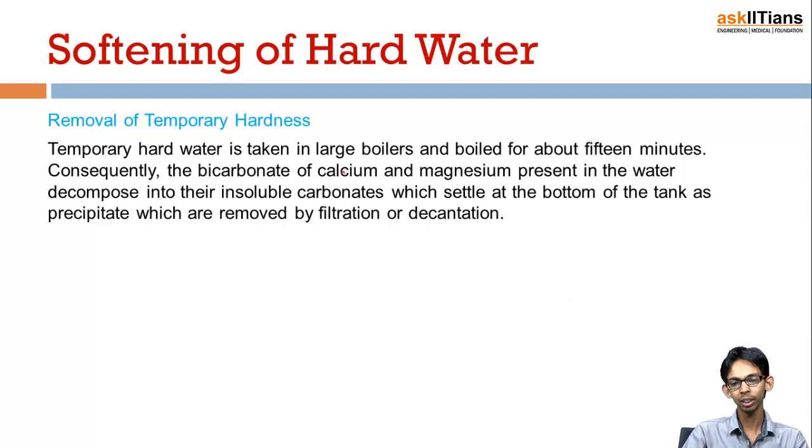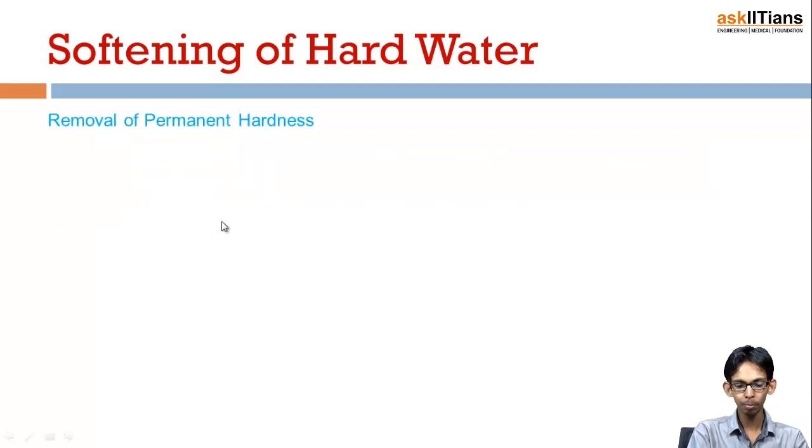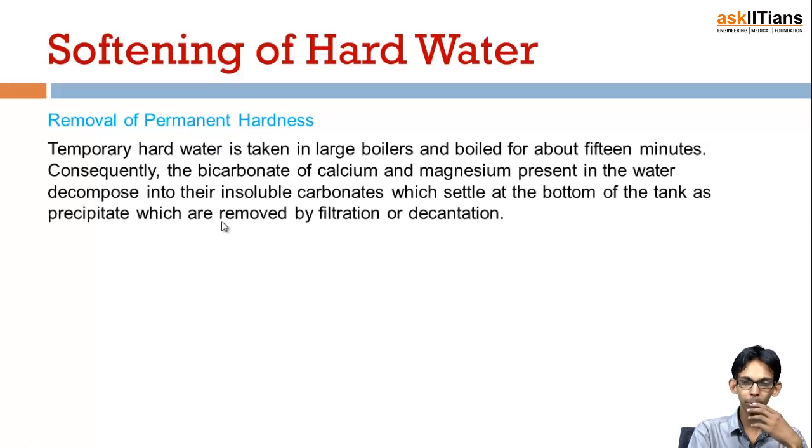Consequently, the bicarbonates of calcium and magnesium present in water decompose into their soluble carbonates, which settle down at the bottom of the tank as precipitate, which are removed by filtration simply. Now removal of permanent hardness is a little bit tricky. It cannot be removed by just boiling.